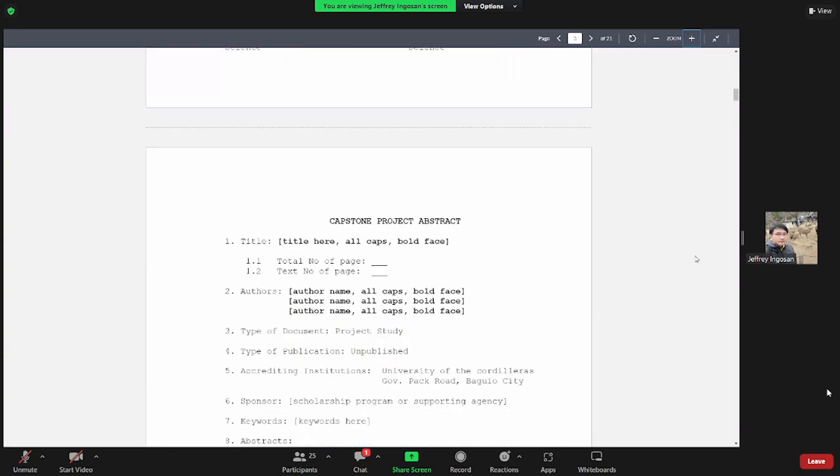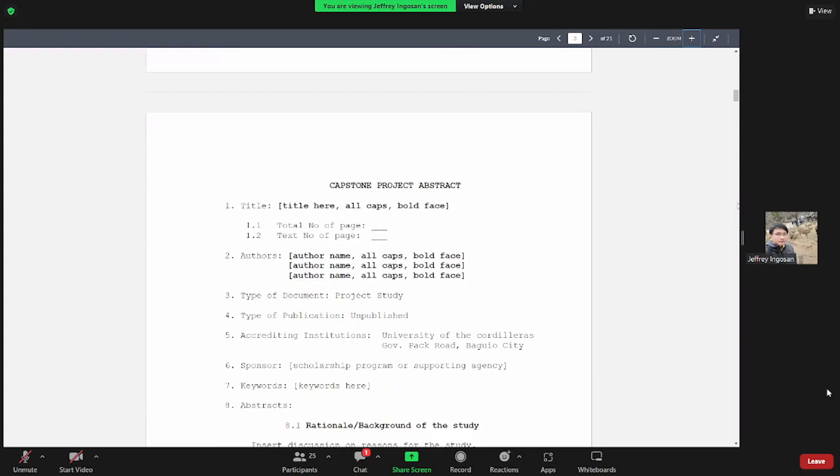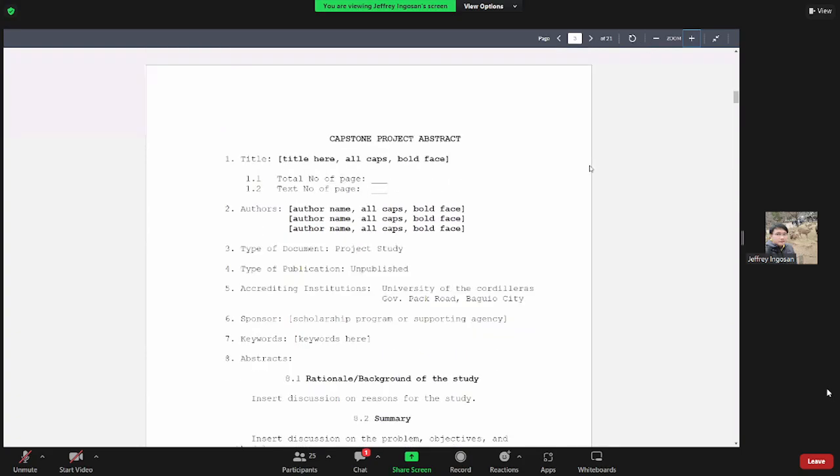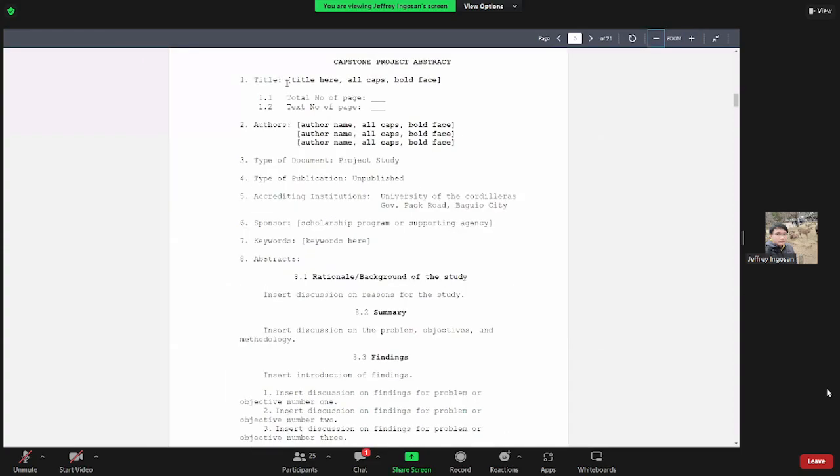And then we have here the capstone abstract. So this is the next page, capstone abstract. The capstone abstract would contain the following. So we have there the title. So you type the title of your study, all caps and bold.